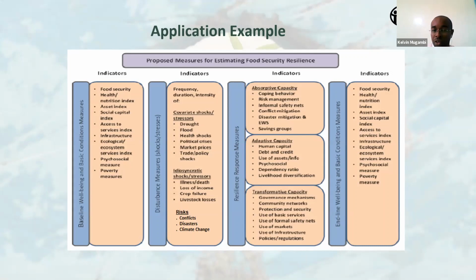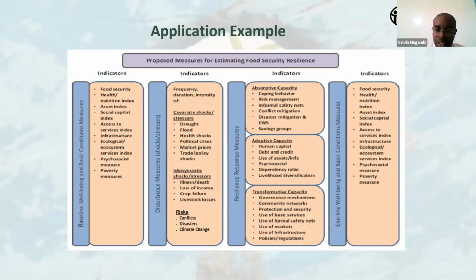Second, we look at the adaptive capacity, and here we look at the existing human capital. We look at changes that have occurred in issues relating to debt and credit. We also look at the psychosocial as well as livelihood diversification that the community might have adopted as a result of the disturbance, and that is before the intervention came into action.